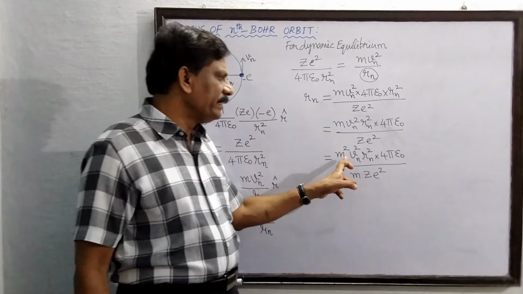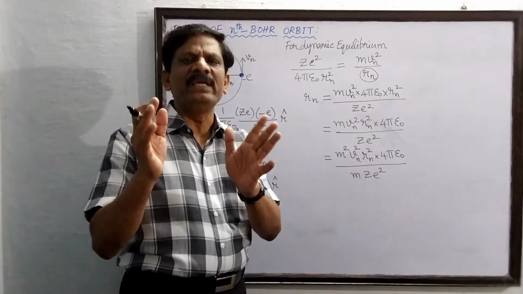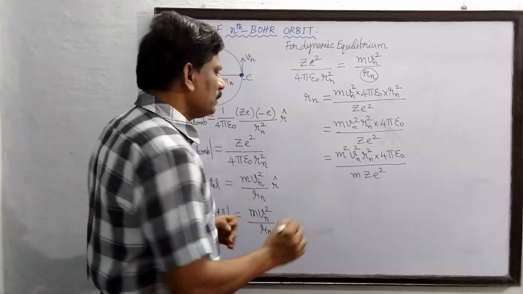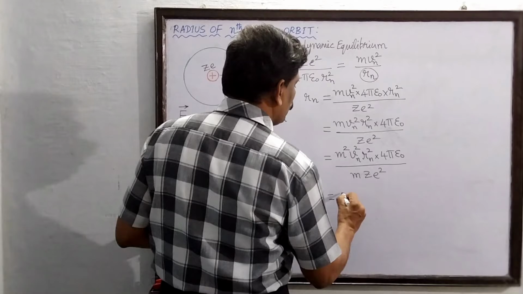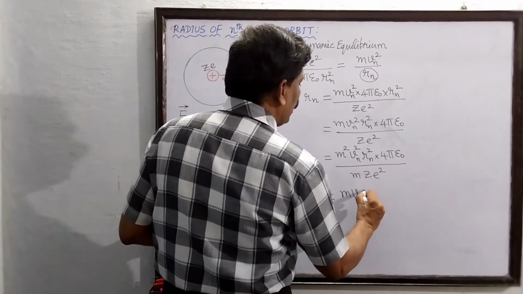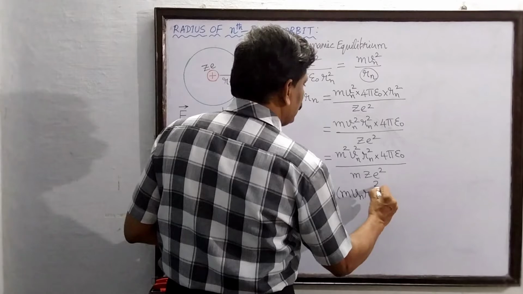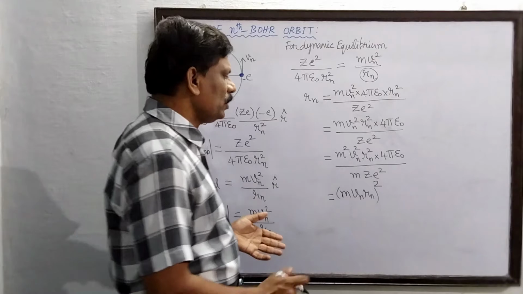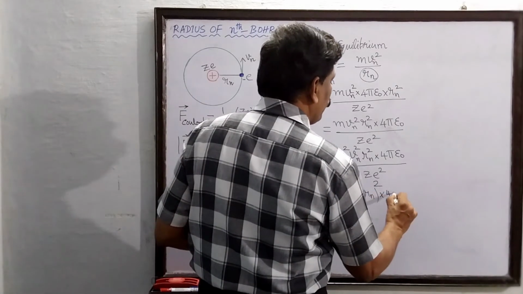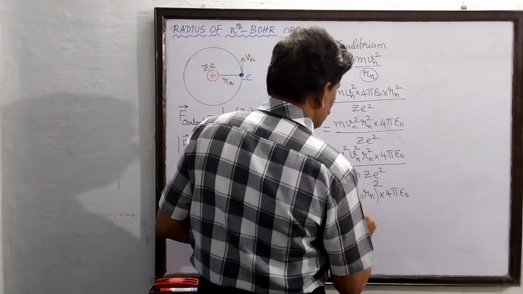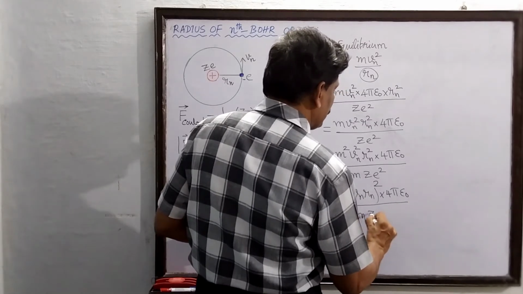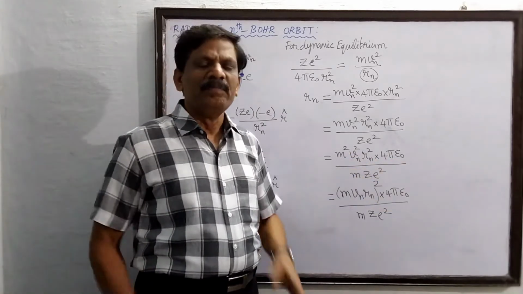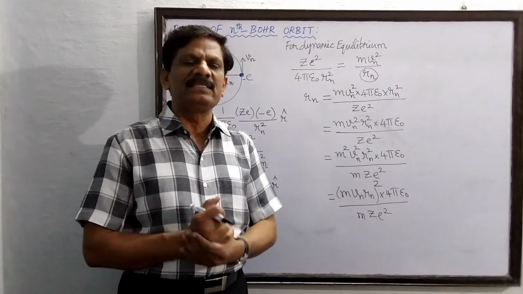Okay students, now you see that m square v square r square is (m v r) the whole square. Understood? So this is now equal to (m v n r n) the whole square, that is (m v r n) the whole square into 4 pi epsilon naught divided by m z e square. Now you see what is mvr. m into v is linear momentum, mvr is equal to the angular momentum.